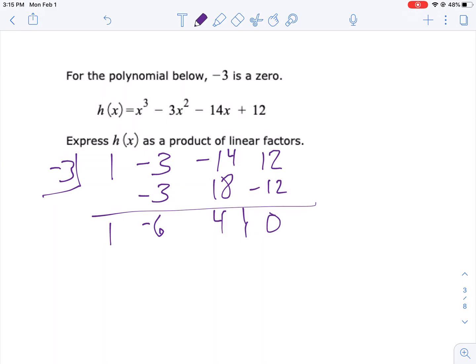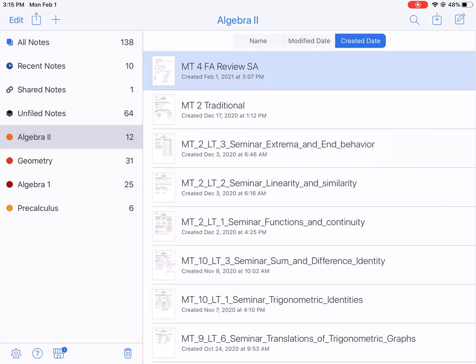Now this is the squared term, so I've got x squared. My pen, hopefully my pen isn't dying.